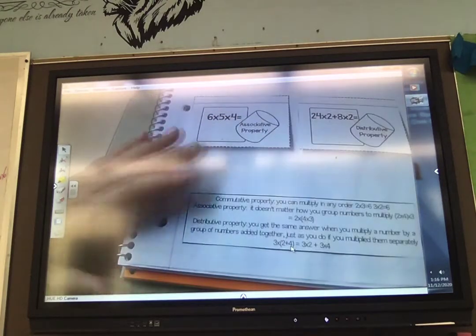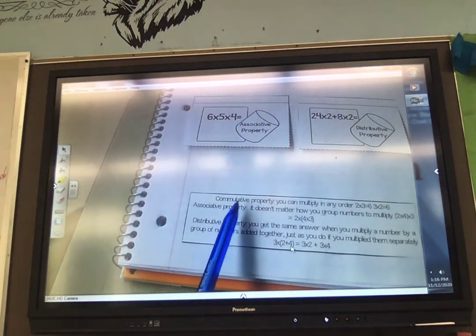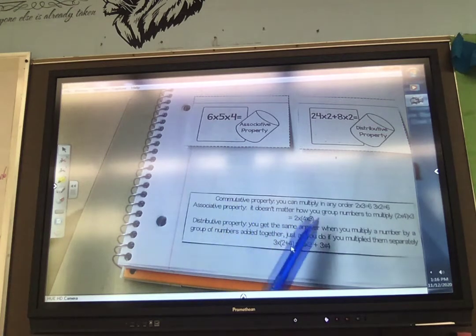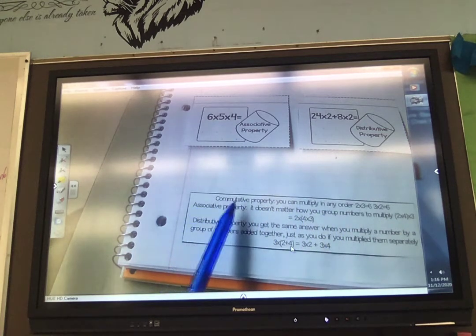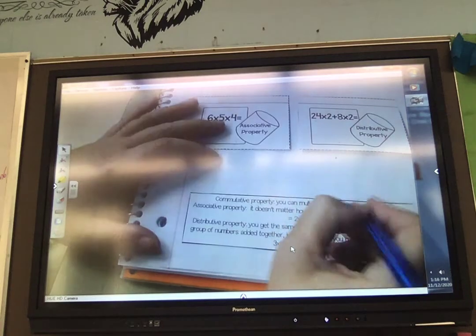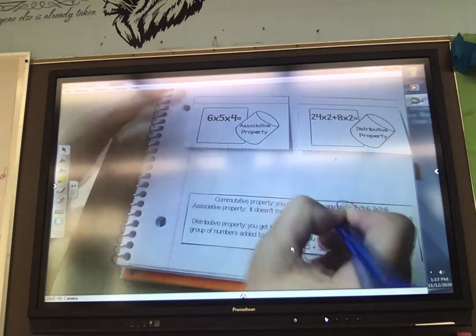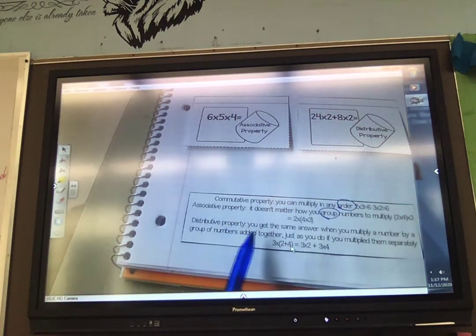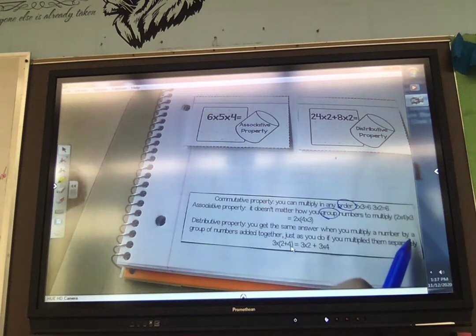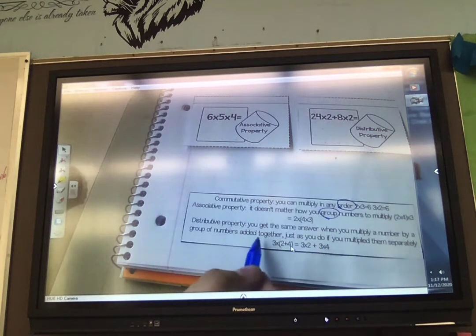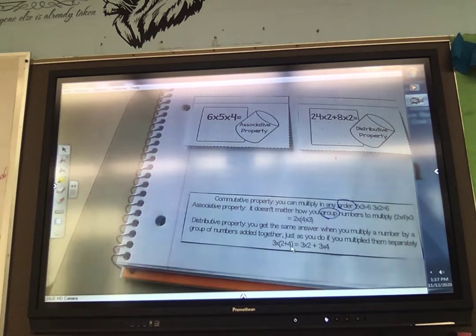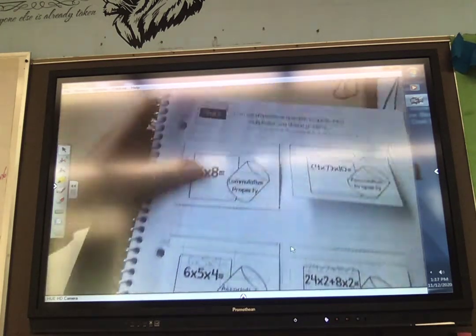Now this is the same as what you saw on the other page. It tells you the definition of commutative, changing the order; associative, changing the groups. I'm going to circle order and group there. And distributive: you get the same answer when you multiply a number by a group of numbers added together. So we're making smaller numbers when we multiply during distributive, and we'll look at one of those.